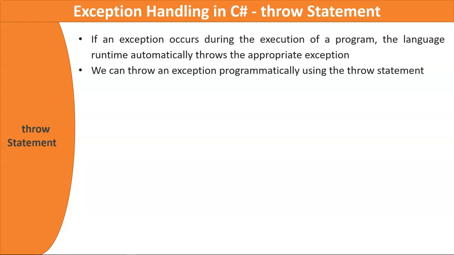In the last few lectures, we were discussing exception handling in C#. We have discussed how an exception is thrown and how it is caught in the catch section. Who throws these exceptions? The runtime exceptions are automatically thrown by the language runtime. Now consider the case that we want to throw some exceptions programmatically. Then what can we do?